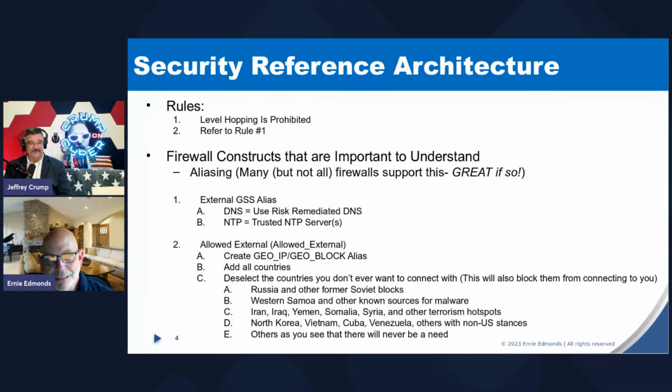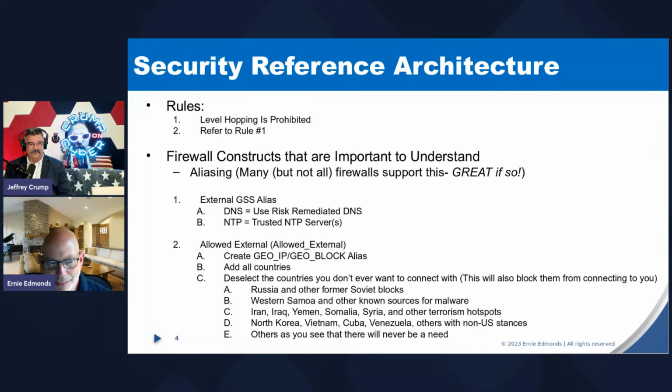Rule 2: level hopping is prohibited. We'll get into that in just a minute. Secondly, refer to Rule 1. We talked a little bit about aliases, external DNS and NTP aliases. So that's not your internal server like your AD server. This is like OpenDNS by Cisco or Quad9 or whatever DNS you're going to use. Those are two risk-remediated DNSs that generally work well. Cloudflare also has a solution that generally works well.